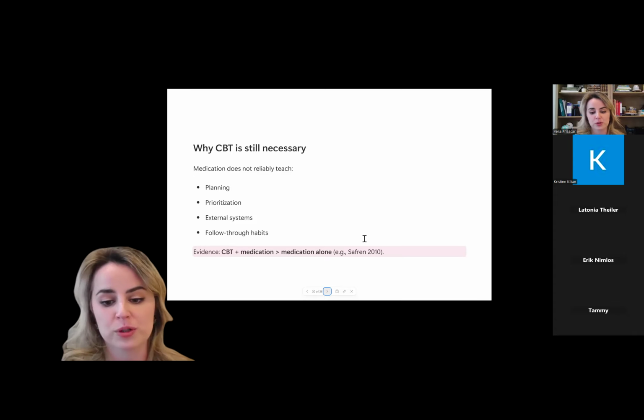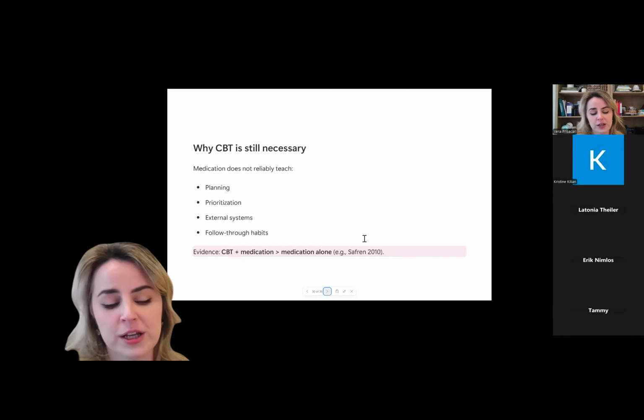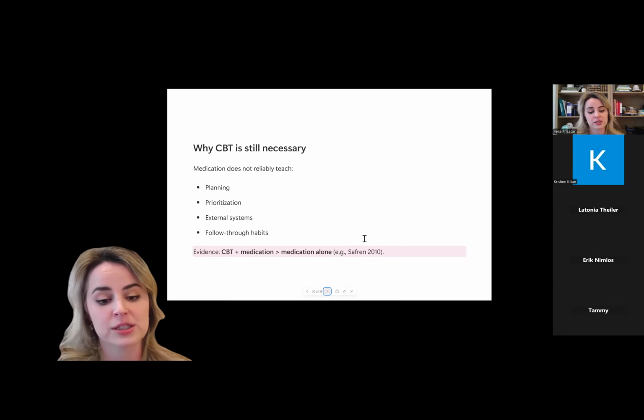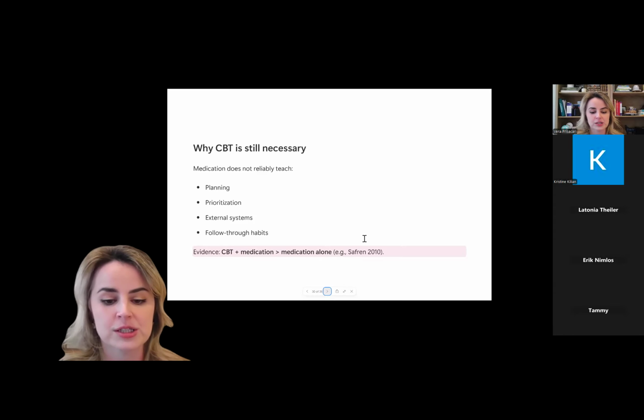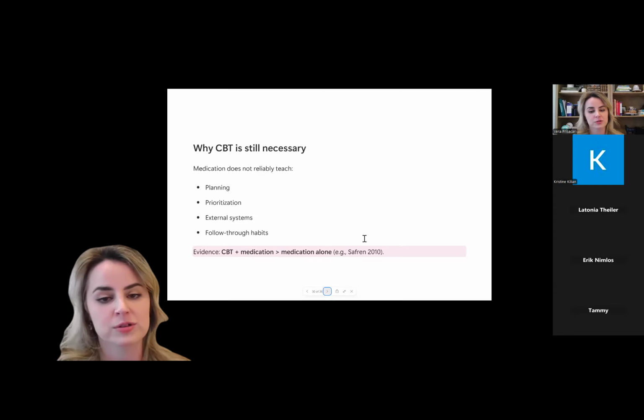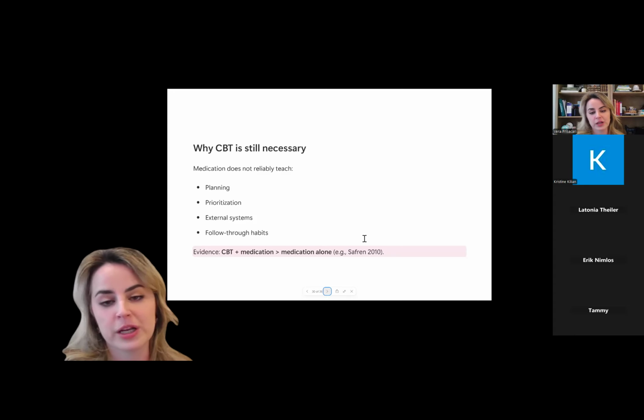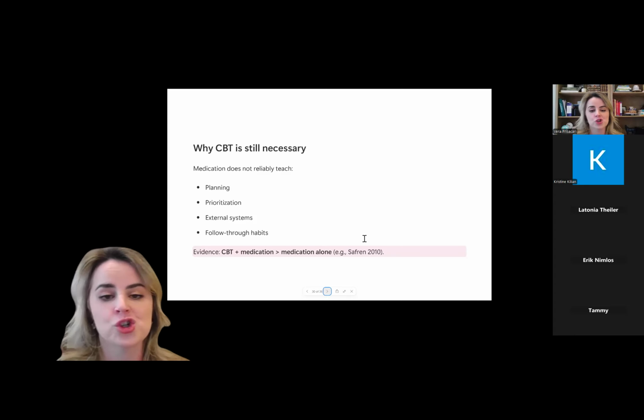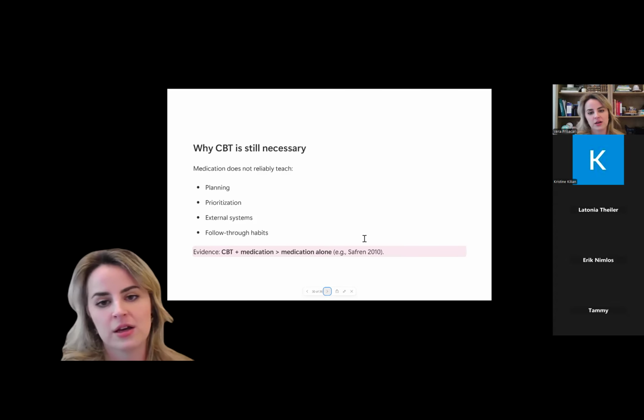And the evidence does support this. There's lots of clinical trials that have used this protocol, CBT for ADHD, and have also included adults that were on stimulants, on medications, and the results definitely confirm this. If you're doing medication alone, yes, there's improvement, but medication and CBT skills, even better.